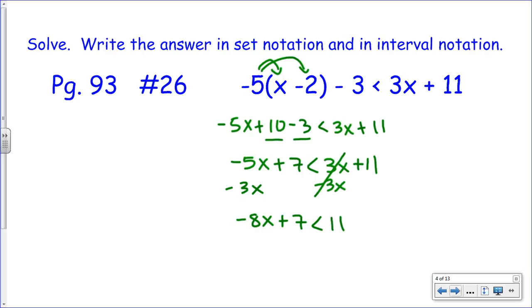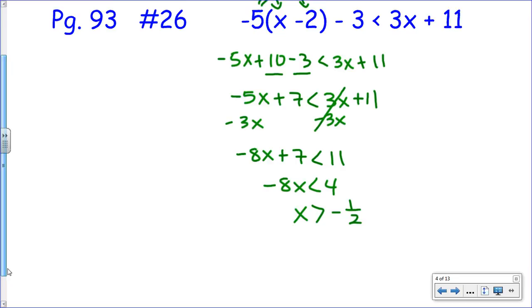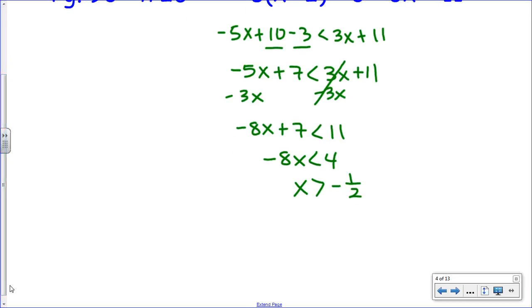Okay, so -5 minus 3 is -8. And I need to subtract 7 from both sides. And I'm dividing by -8, so I'm dividing by a negative number. I need to switch my sign, don't forget. And that's -1/2.